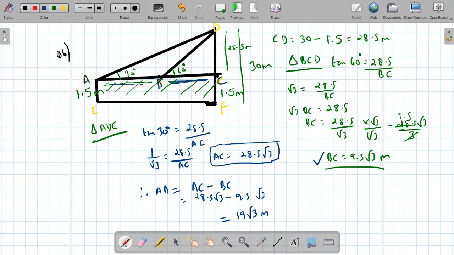So final answer we'll write: the distance that the boy has moved is 19 root 3. And as in the previous case, I had explained that if you want the answer in decimal, you may convert this root 3, substitute the value as 1.732 and multiply with 19 in case you want to get the answer in decimals.